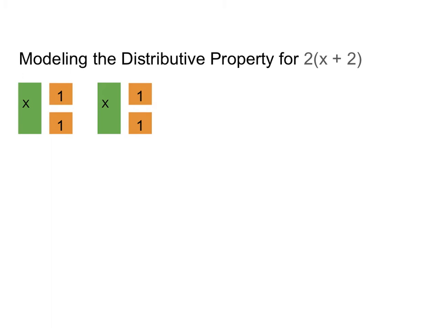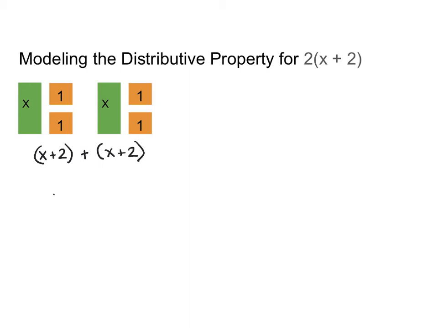All right, I'm going to model the distributive property for 2 groups of x plus 2. As you can see, I have an x plus 2. So I have one group of x plus 2, and I'm going to write that down. So this is x plus 2, plus I have this, which is another x plus 2. Okay? So that is how you can show that.